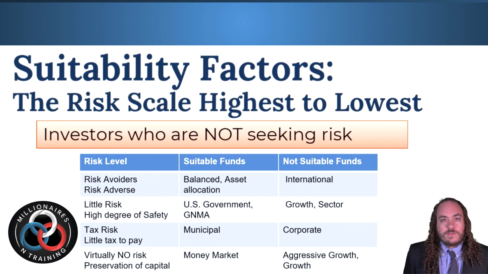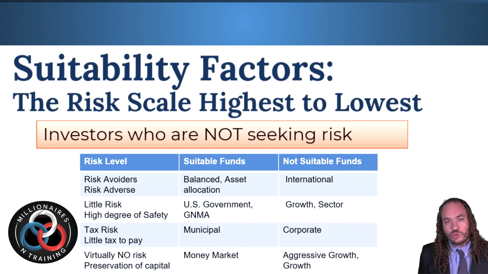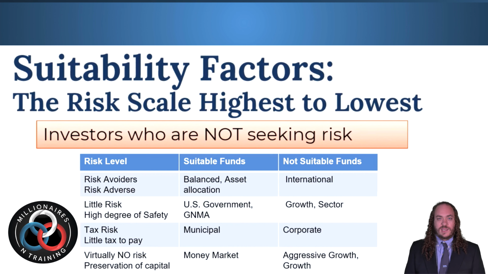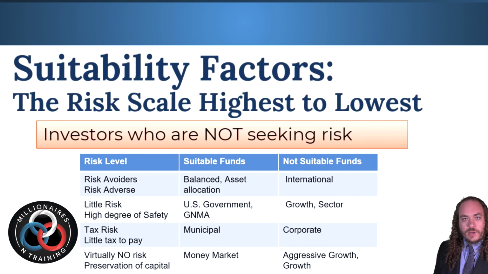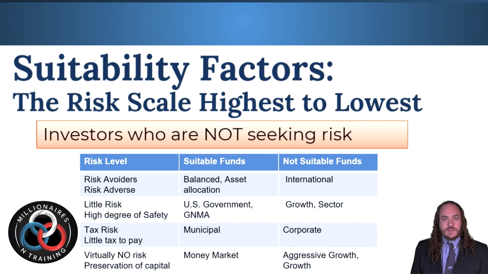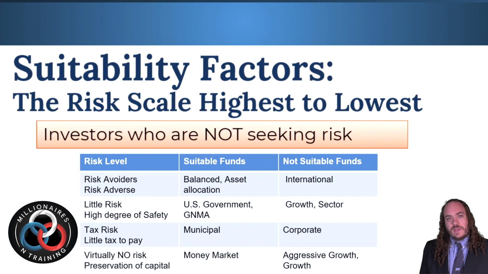So what about investors who are not seeking any risk? They're a little bit more conservative. Let's say you have a risk avoider who is averse to risk. They don't want to take any risk. Their money is important to them. They don't want to have risk outstanding. I might put this investor in a balanced or asset allocation fund, right? What's really nice about balanced and asset allocation is that they invest in both stocks and bonds. What's not suitable for this type of investor would be an international fund.